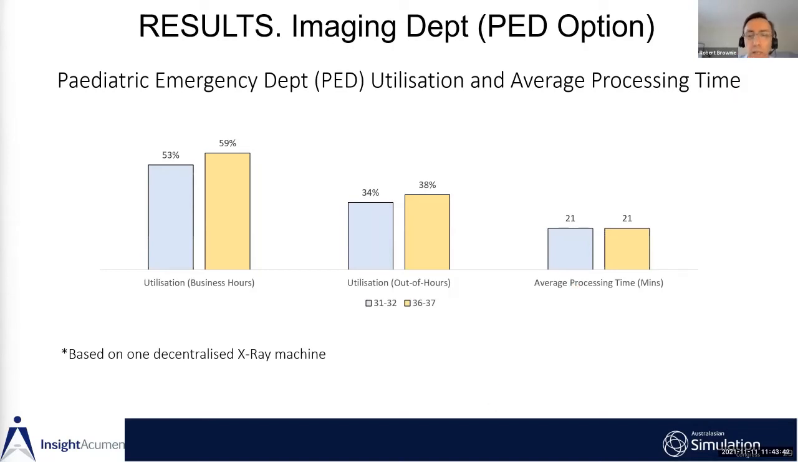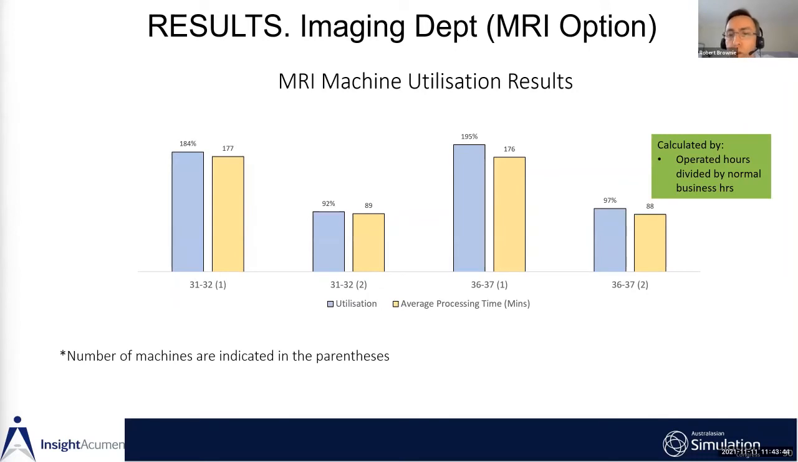The final scenario to present is MRI. According to the current state of the hospital, the imaging department only uses one MRI machine. We saw in an earlier slide a very high utilization of 162% for the single current MRI machine. Now testing of future samples, 31-32 and 36-37, showed that the system was even further stressed by the high demand in those years. So since utilization and average processing time figures were high with a single machine, we modeled the future scenario with an extra MRI machine.